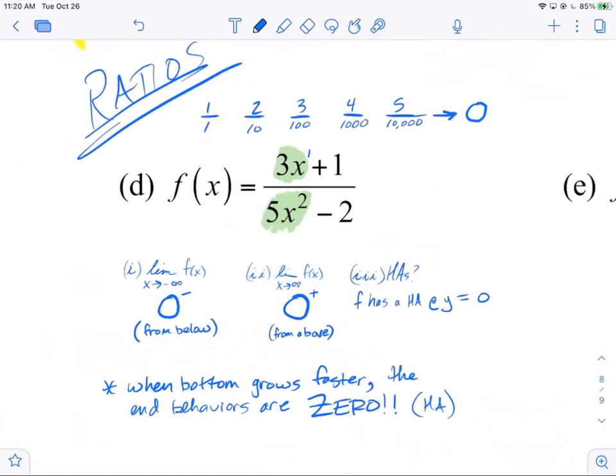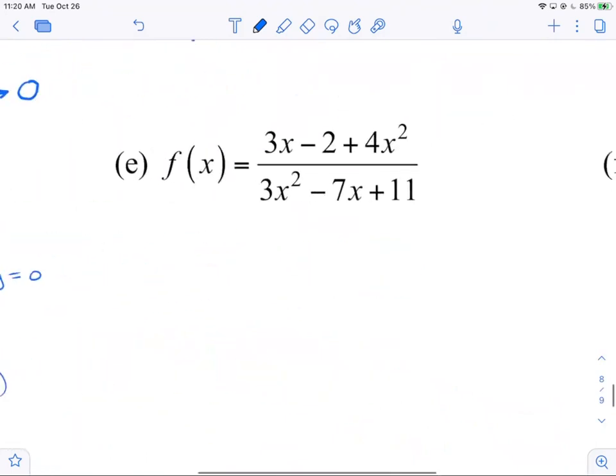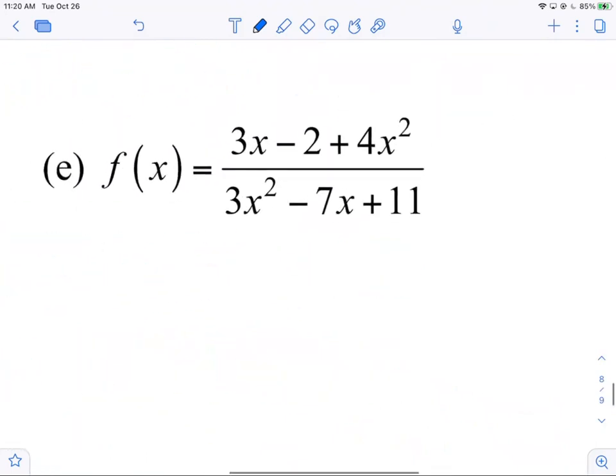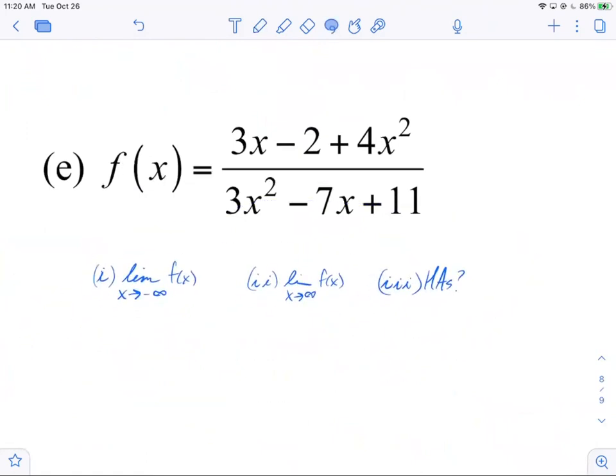Questions on the first case. When the bottom goes faster, always 0. Good. Number E. First things first, let's go ahead and paste our analysis tools.